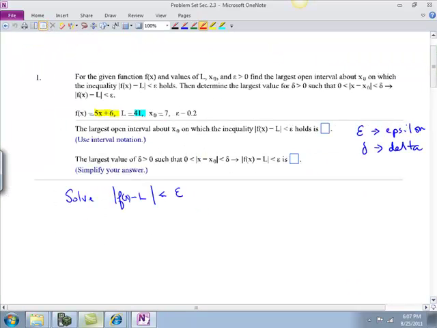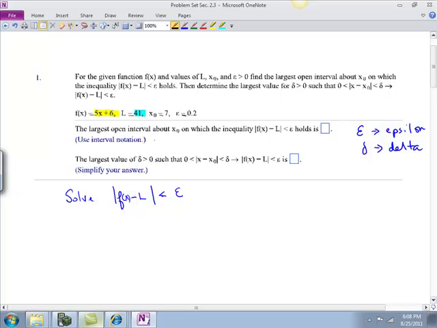This is the way your homework problem will read. For the given function, find the largest open interval on which the inequality holds. Then determine the largest value for delta greater than 0 such that this holds true. So here's what you're given. f of x is 5x plus 6. The limit is 41. x sub 0 is 7. And epsilon equals 0.2.